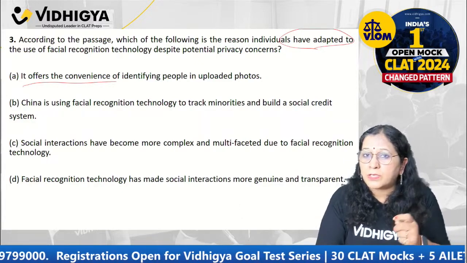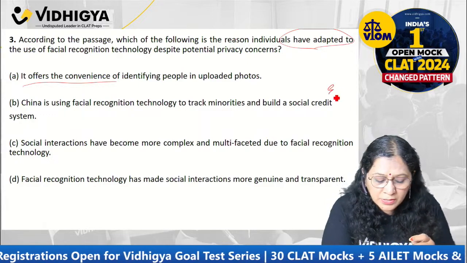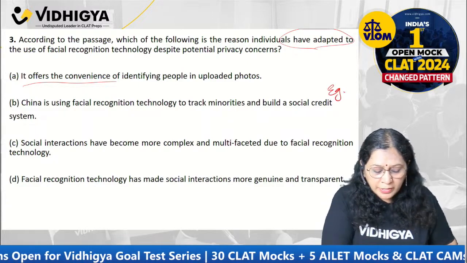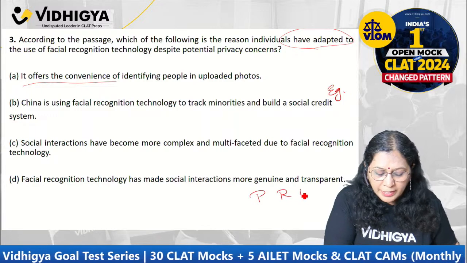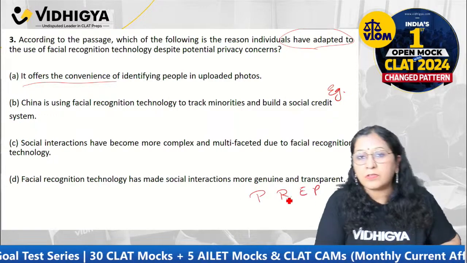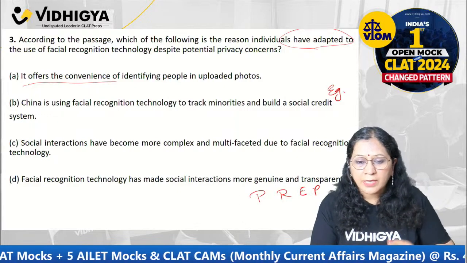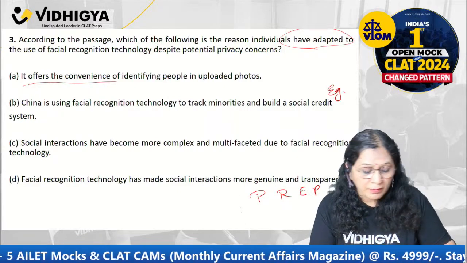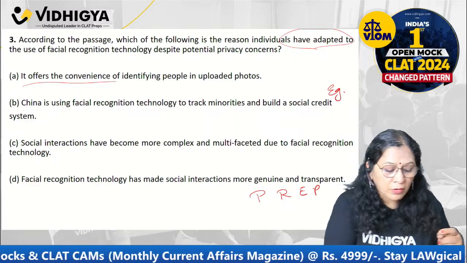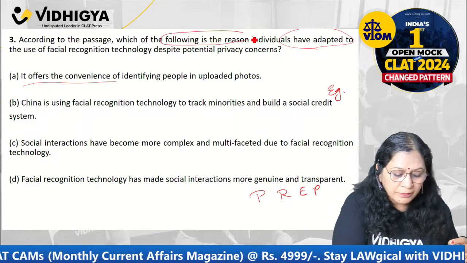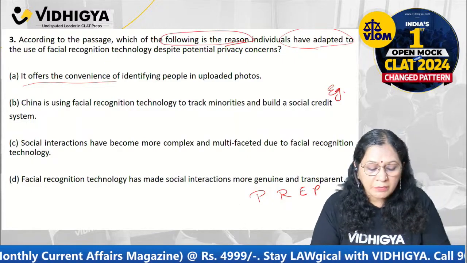China is using this technology to track minorities and build a social credit system, but this was particularly about China. That means this was an example. हमने जब वो किया कि we should be able to identify the parts of the paragraphs according to the role they play. So it can be a reasoning, it could be an example, but China was an example. And what was the question here? It is a reason why individuals have adapted.